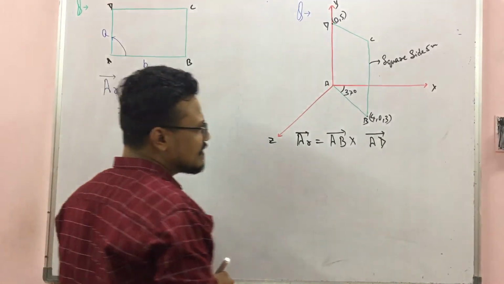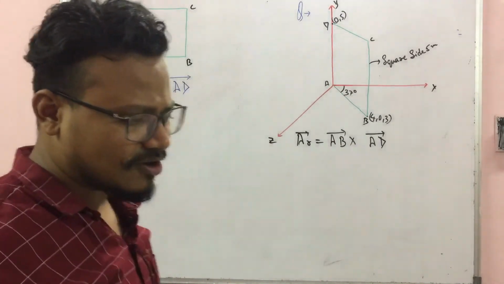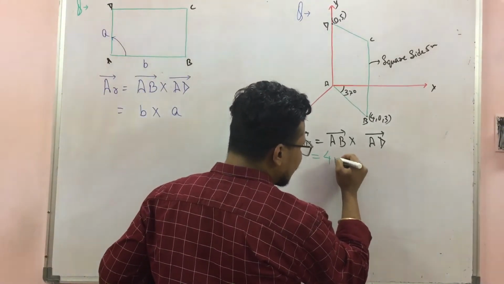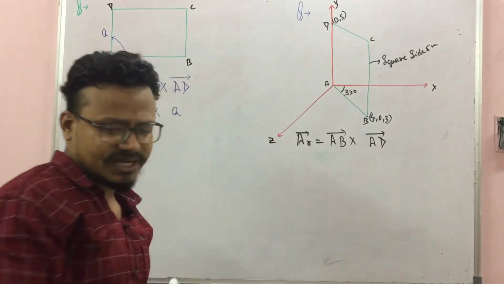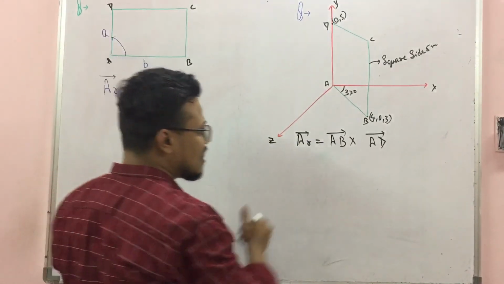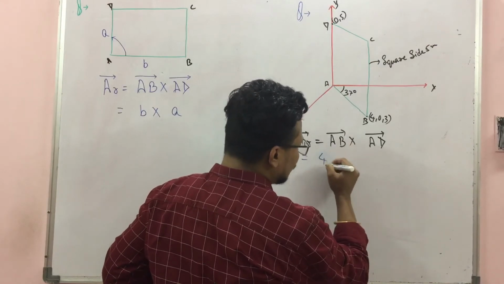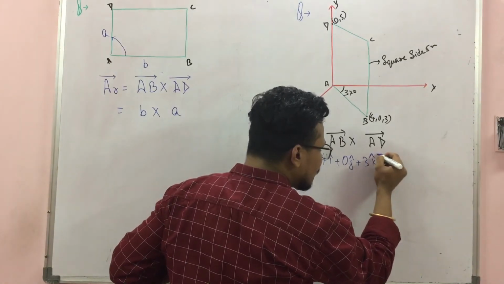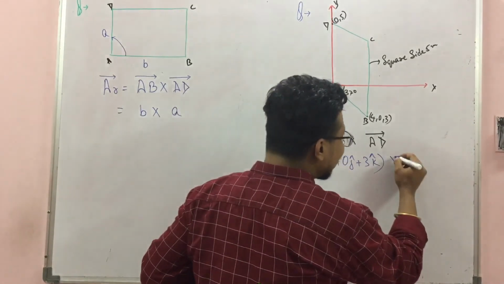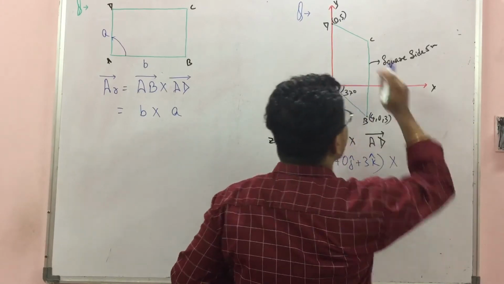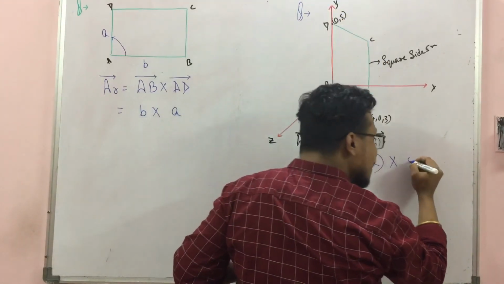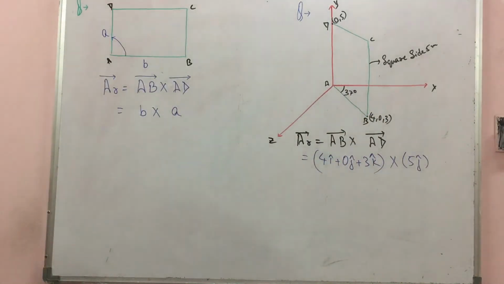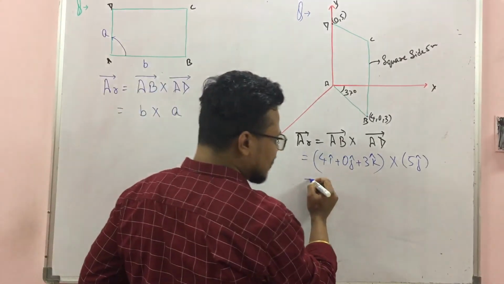Achha, AB is what? AB we saw is 4, 0, 3. So 4i cap plus 0j cap plus 3k cap. Then cross AD. AD means what will happen? 0 i cap, 5 j cap. See, this only happened now. Now if we do the cross product, what exactly will we get?